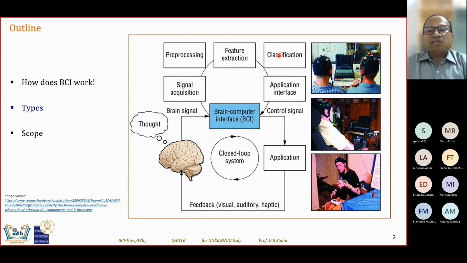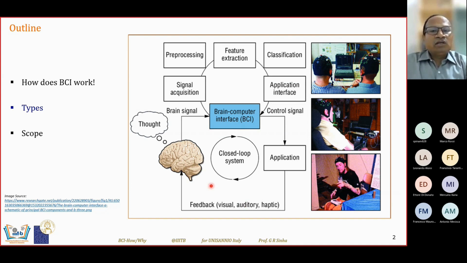And then the features are subjected to classifiers. Again, the classifiers are ML models, AI models, which are used to classify the features into suitable categories. Based on those categories, we can either generate suitable commands, or we can use them as control signals for the application interface, and that application interface may even be used for generating the feedback signal in the rehabilitation method.